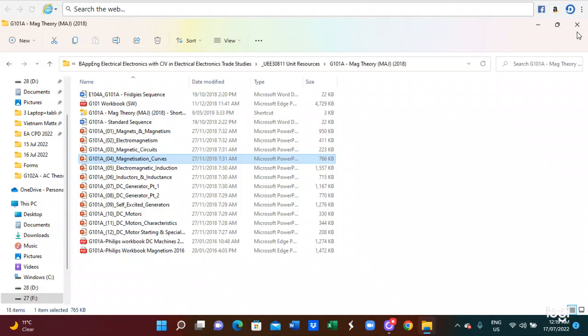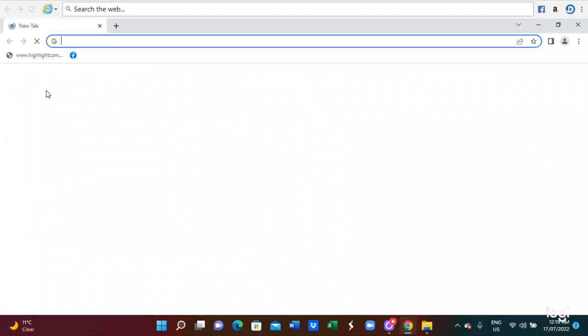And then we also have to calculate this. Go to the side. We have to do this workbook.